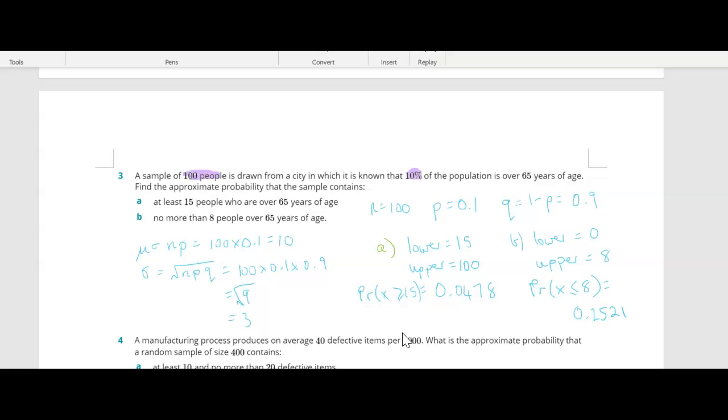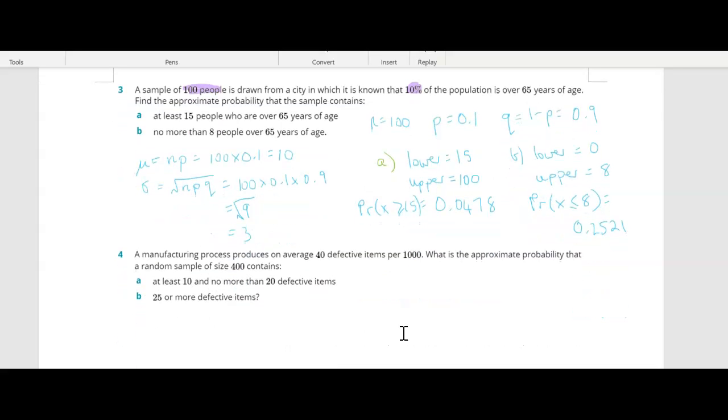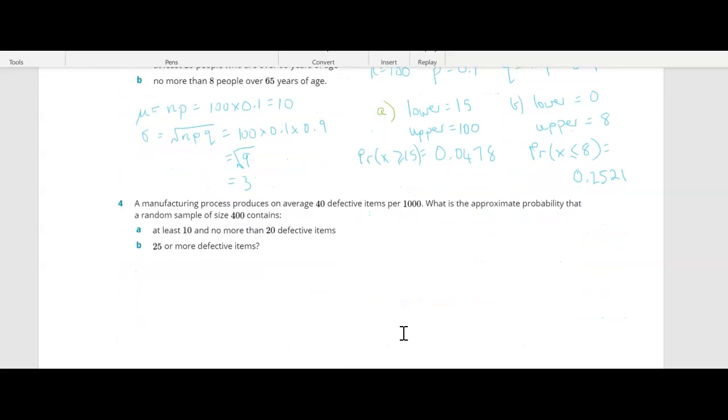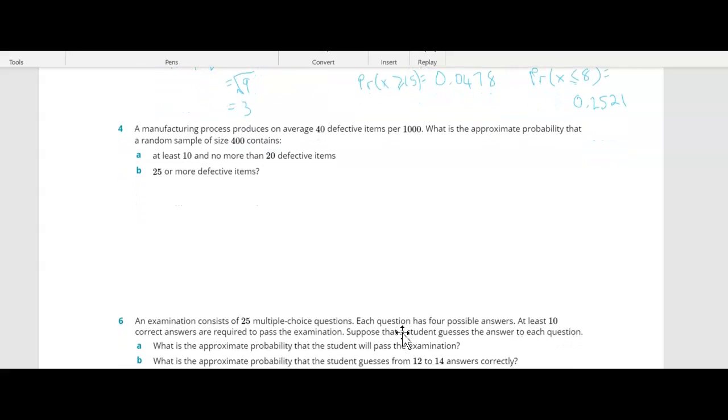All right, so that's the normal approximation. If we were to do the binomial distribution, you would probably get a similar answer, but probably not exactly the same. So, yeah, we'll move on.